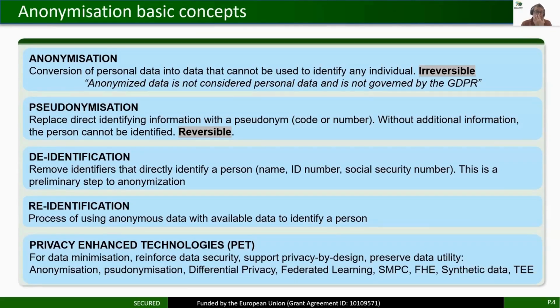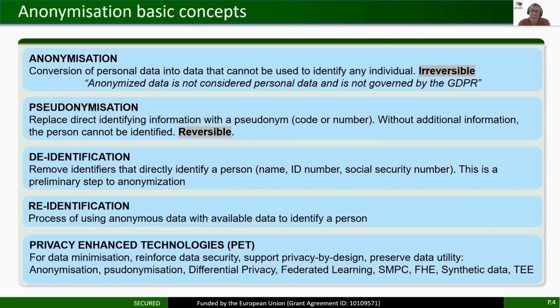So the first one, of course, is anonymization. That is the conversion of personal data into data that cannot be used to identify an individual. This is an irreversible process because after anonymizing, we cannot obtain the original data. And the good thing for different stakeholders that share data is that the GDPR does not consider this data as personal data.